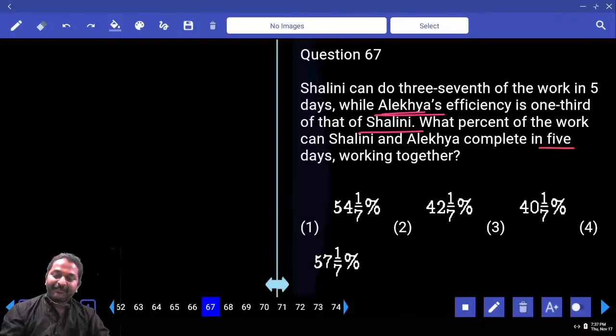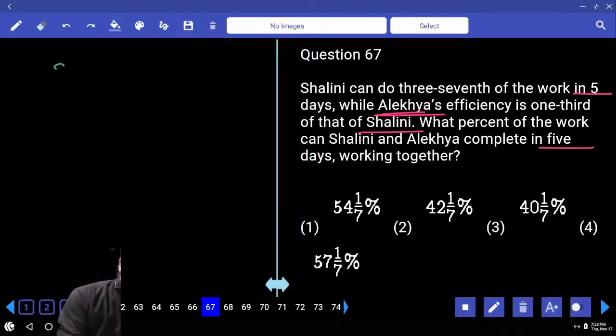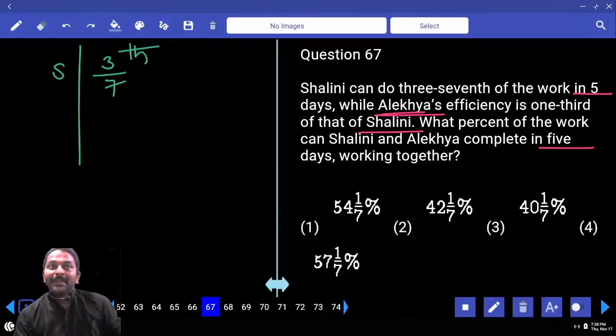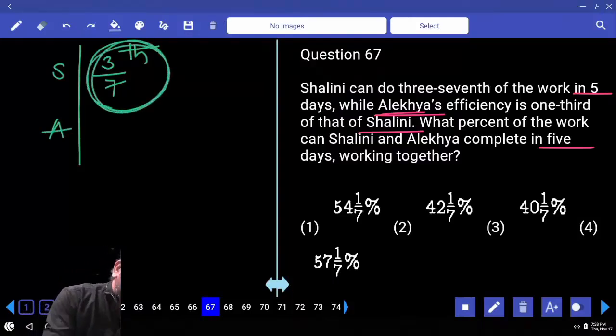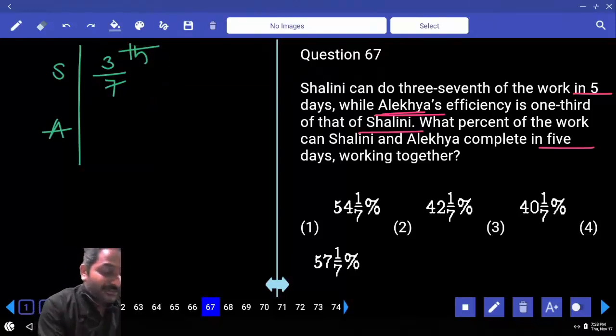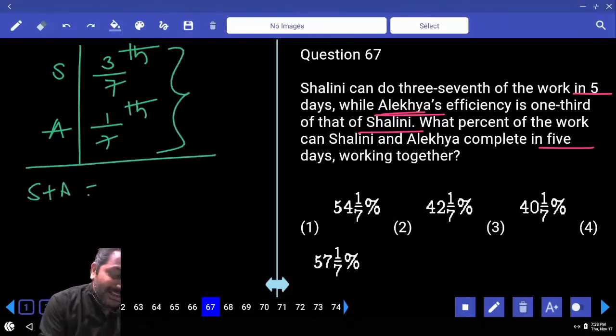Your question is for 5 days, and according to the information, Shalini will be doing 3/7 of the total work in 5 days. In the same 5 days, Alekhya will be doing 1/3 of this number only, which is equal to 1/7 work. And both together, Shalini and Alekhya will be doing 4/7 of the work.